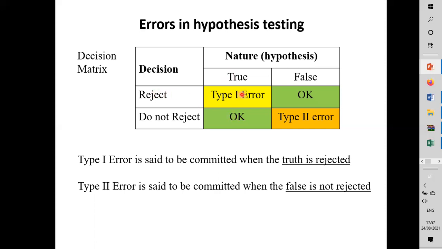By rejecting the truth, we are said to be committing an error, which we call type 1 error, to differentiate between these two. So type 1 error is said to be committed when the truth is rejected. Actually, it's true, but you are forced to reject it because of the evidence. Type 2 error is said to be committed when the false is not rejected. If I give an analogy.